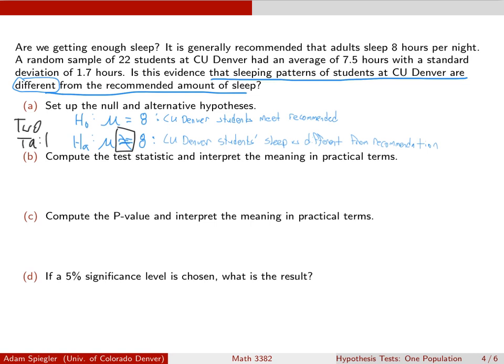Okay, so now we want to calculate the test statistic and interpret its meaning. And again, the test statistic is going to give us a measurement of how extreme is our sample. How far away is our sample from the claim in the null hypothesis? So the simplest way to do that would be to say here was our sample mean, and here was the claim in the null hypothesis.